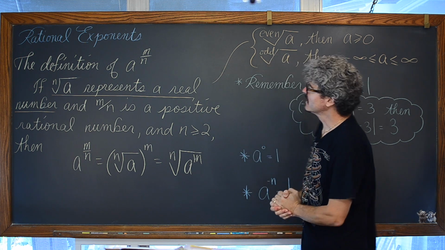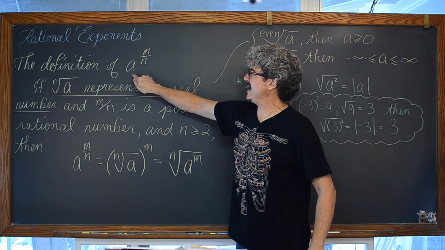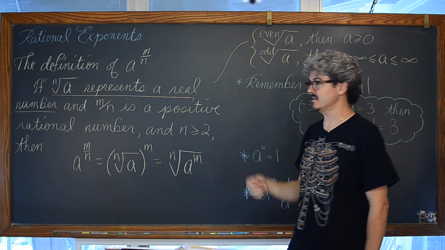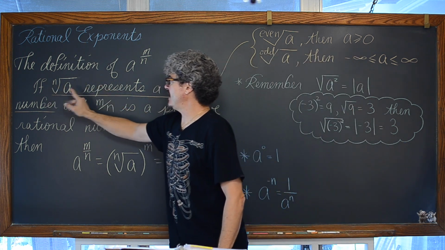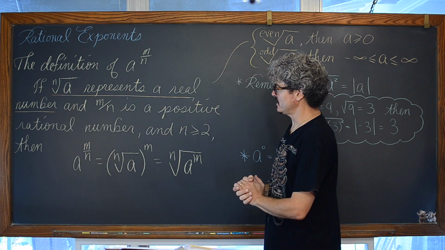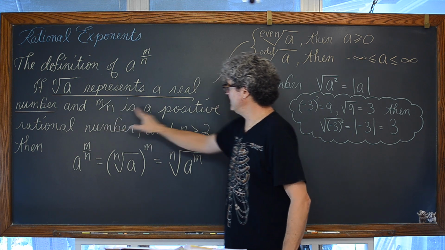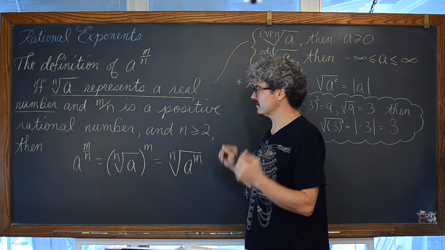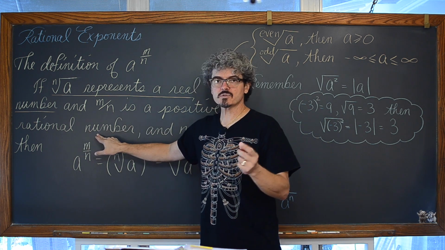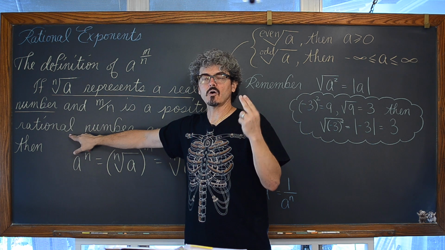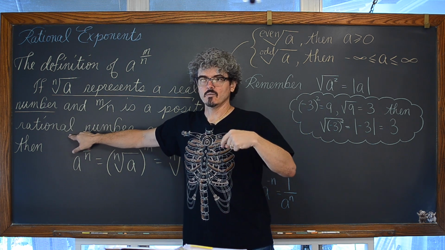Let's get started. So, the definition of a raised to the m over n power. What does it say? It says if the nth root of a represents a real number, so we're not talking about imaginary or complex numbers here, and m over n is a positive rational number. Let's not forget that we are talking about rational numbers, fractions, in which the numerator and denominator are integers, basically like 1 over 2.